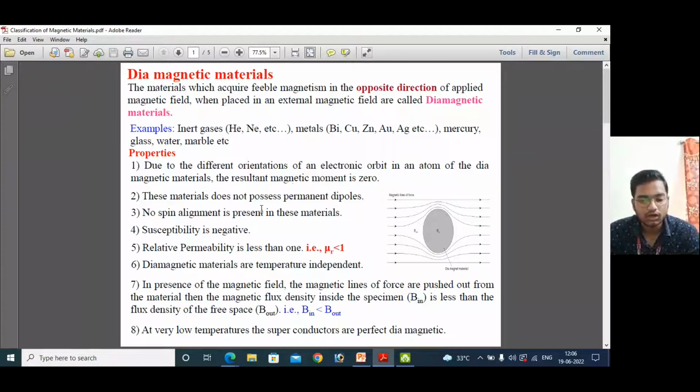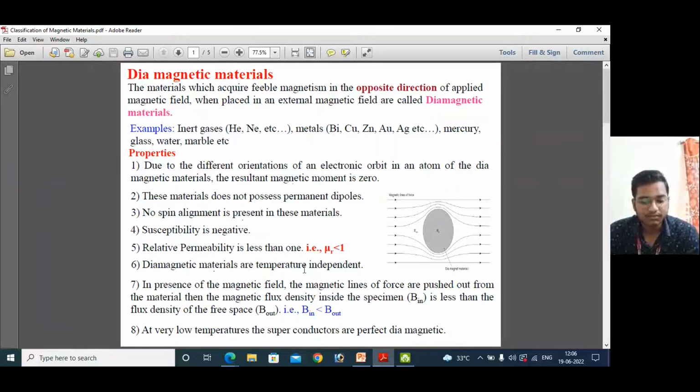These materials do not possess permanent dipoles. No spin alignment is present in these materials. Susceptibility is negative. We know that susceptibility is represented by the symbol chi. Relative permeability is less than 1. We know that mu r is equal to 1 plus chi. As chi is negative, mu r is less than 1.